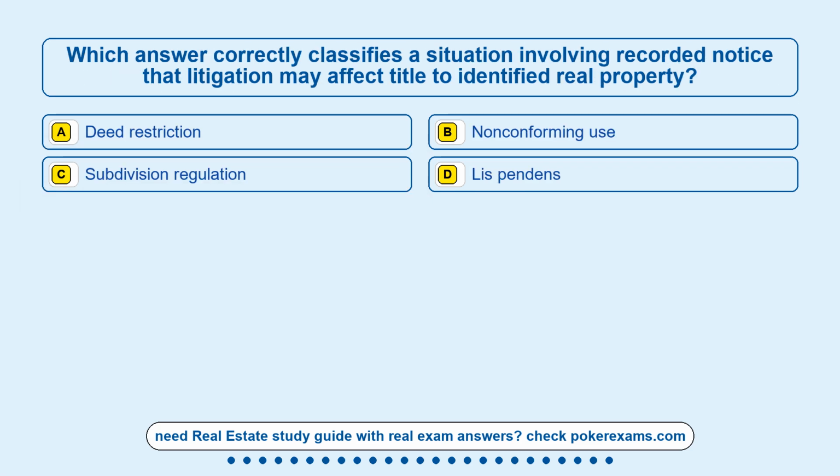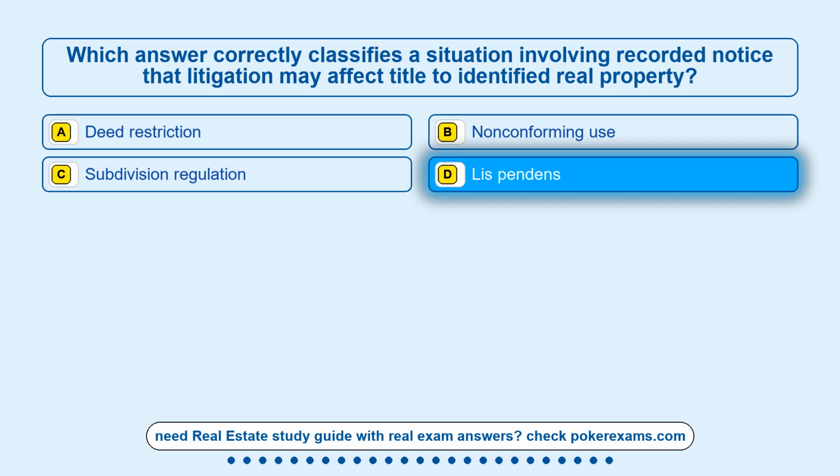Question 13. Which answer correctly classifies a situation involving recorded notice that litigation may affect title to identified real property? Option A, deed restriction. Option B, non-conforming use. Option C, subdivision regulation. Option D, lis pendens. The correct answer is option D, lis pendens.